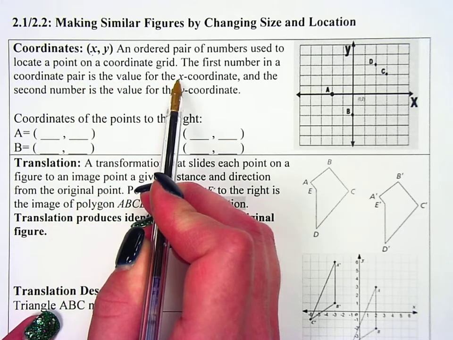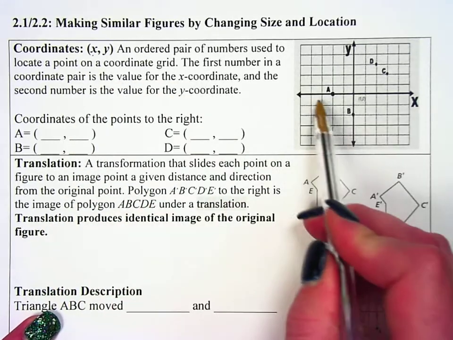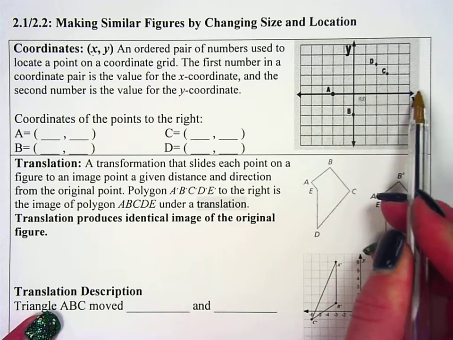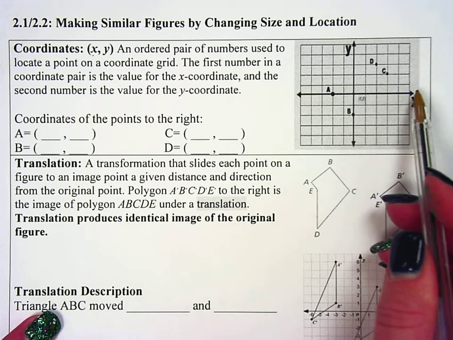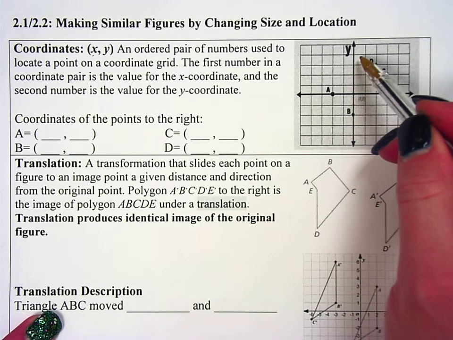The first number corresponds to the value for x, so the x is always my horizontal direction. And the second value is for the y coordinate, which is my vertical.